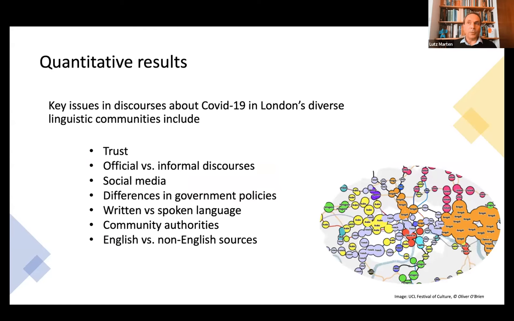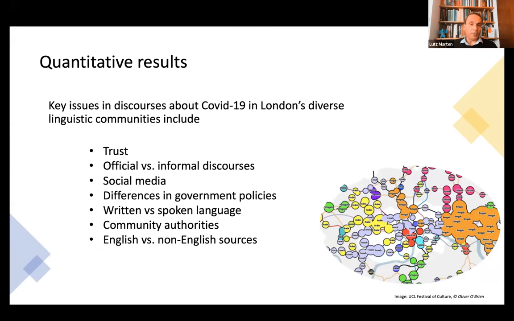Who do you trust? Which person? Which body? Which information? Which language? There's a difference between official and informal discourses. That's quite important: government information, NHS information versus social media. You have WhatsApp groups, chat groups, TikTok, Instagram, information spreading through there. Social media, as I said just now, is really important, but also word of mouth and your own personal private networks, even just face-to-face communication. Differences in government policies, that's quite remarkable.